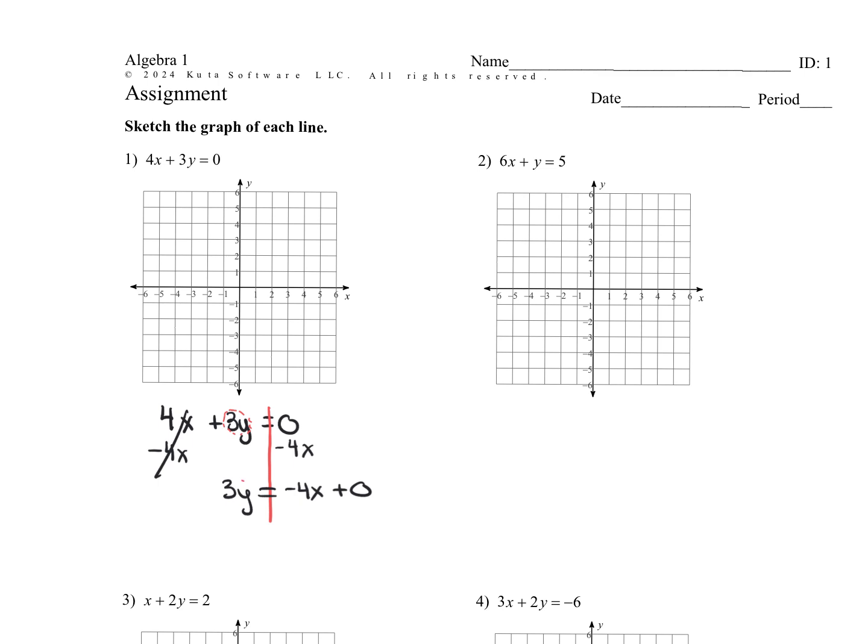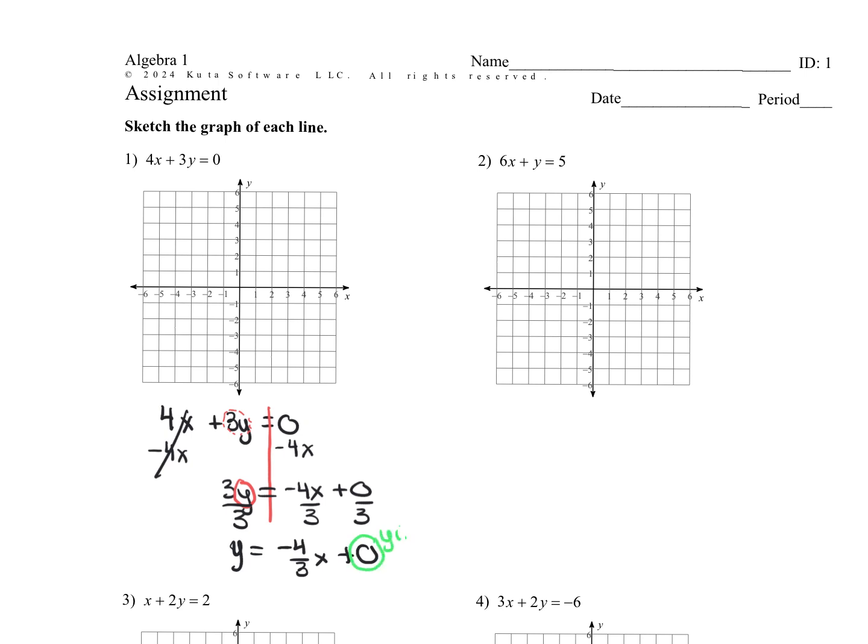Again, I'm solving for the y. So to get y by himself, I need to divide by 3, divide by 3, and divide by 3. Y equals negative 4 over 3x plus 0 divided by 3 is 0.